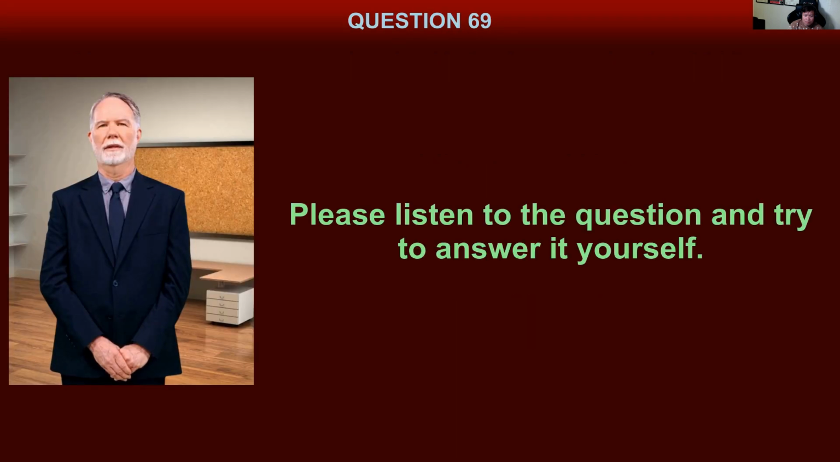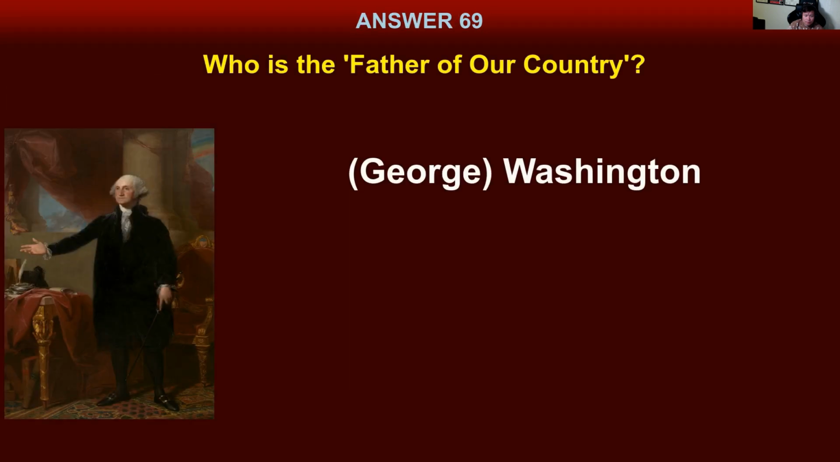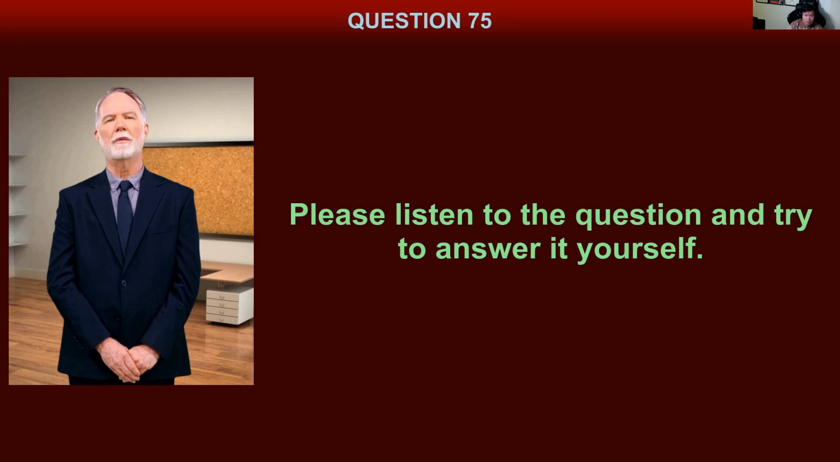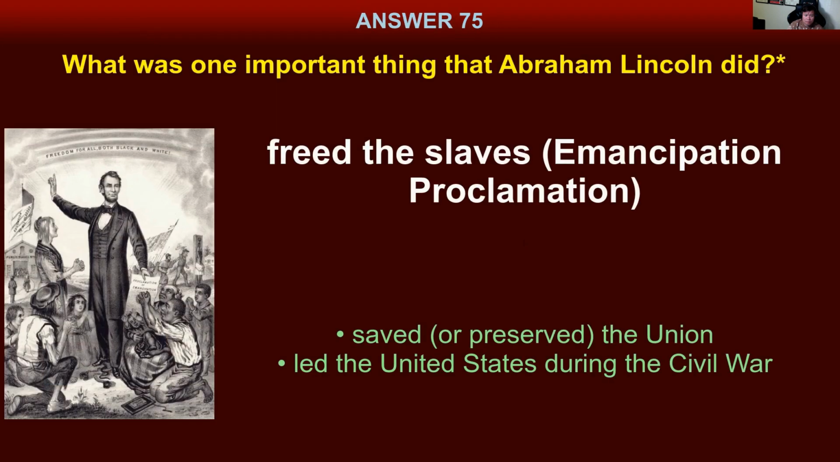Who is the father of our country? George Washington. What was one important thing that Abraham Lincoln did? Freed the slaves. Emancipation Proclamation.